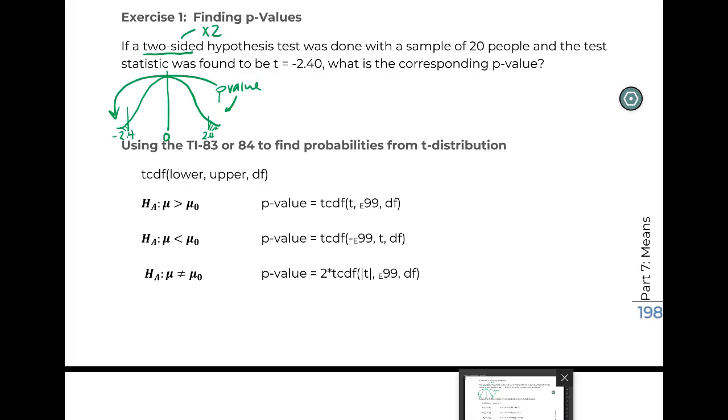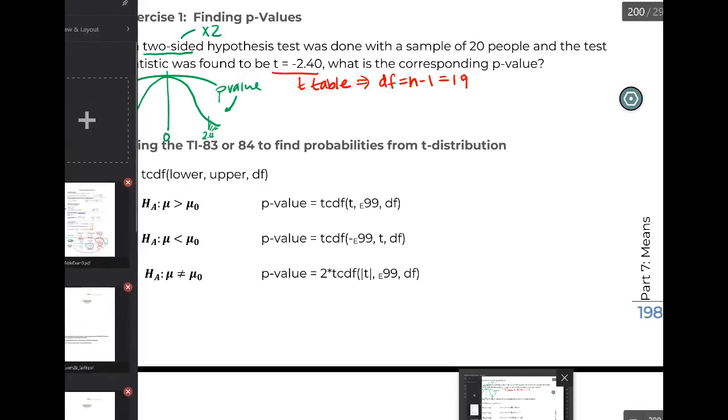Okay. And since we have a t, this means we need to go to the t-table. If we're going to go to the t-table, we need a degree of freedom, right? So that degree of freedom is equal to n minus 1. So in this case, our 20 minus 1 would give us 19. So let's go look at that table and figure out what we're supposed to do here.